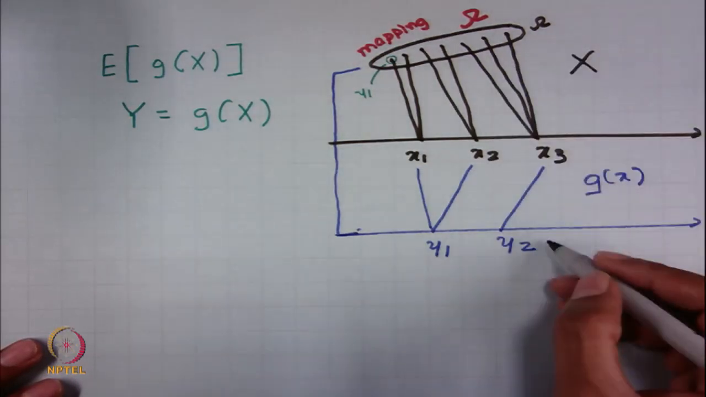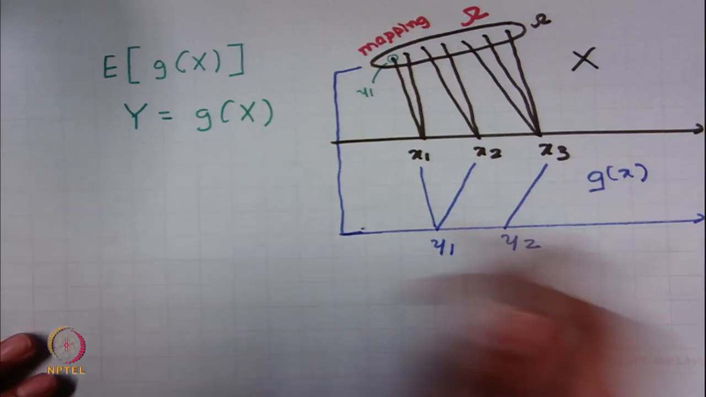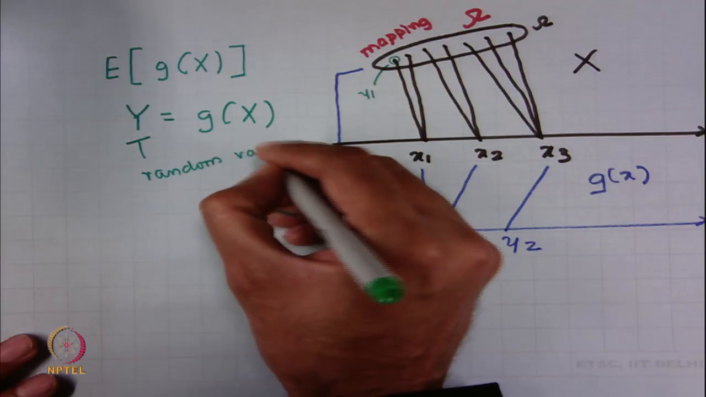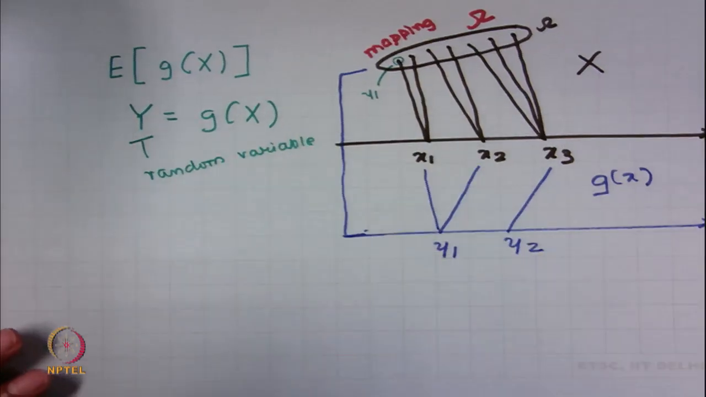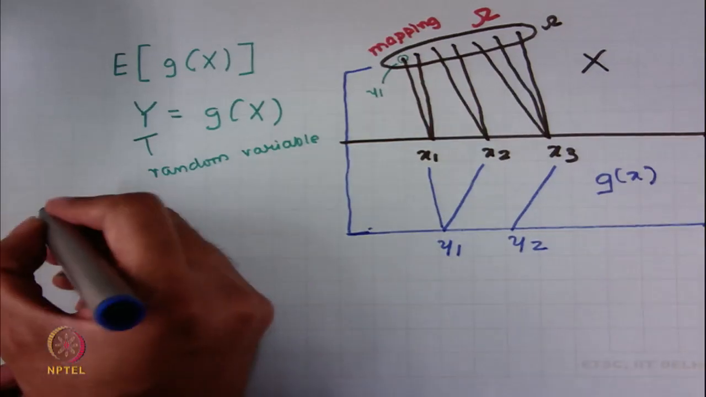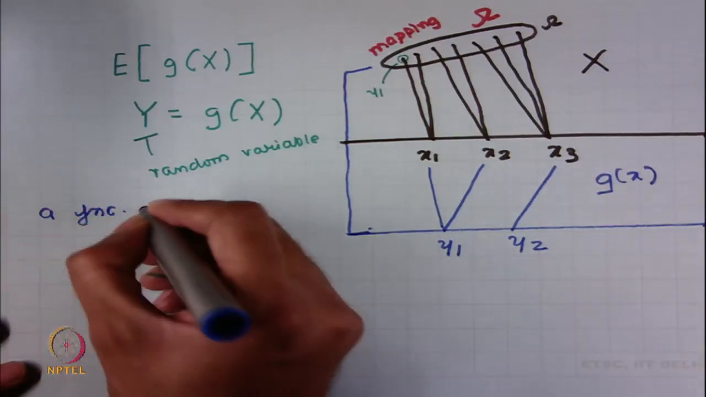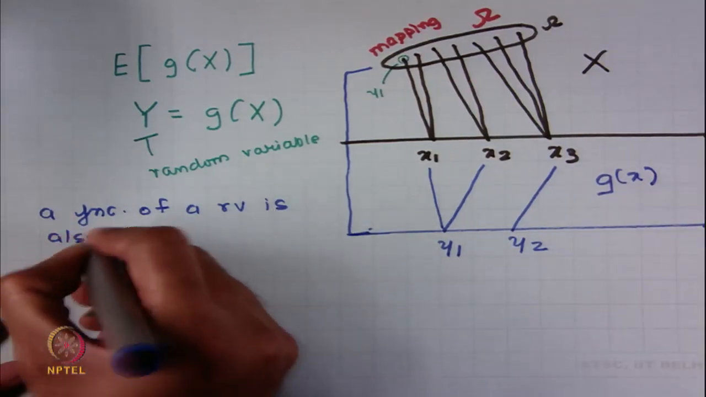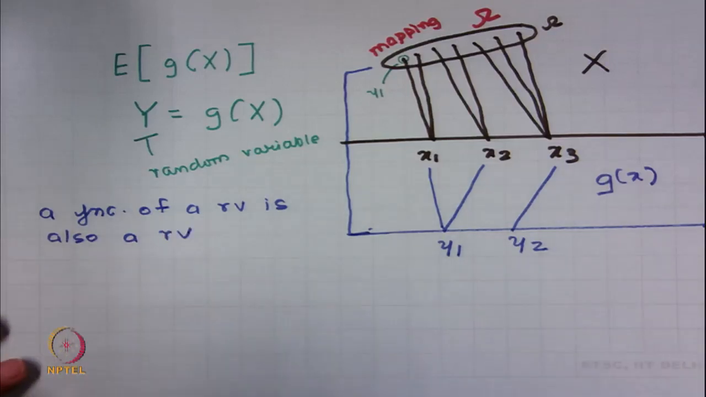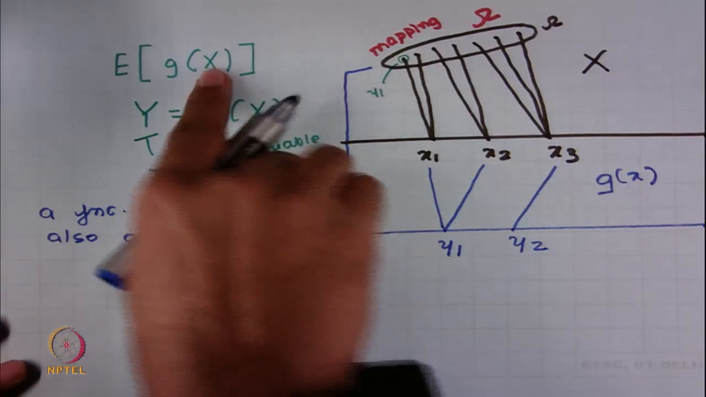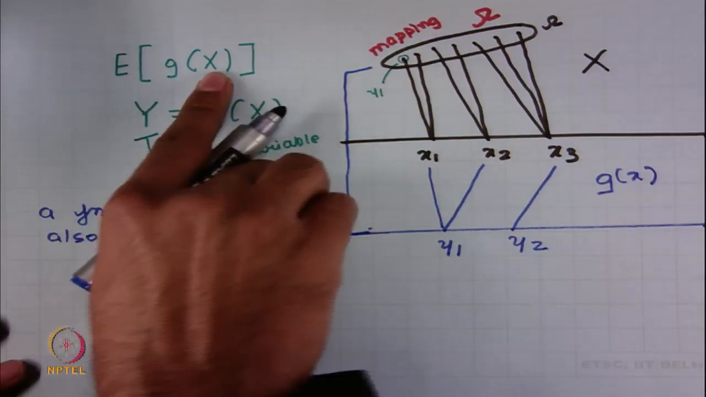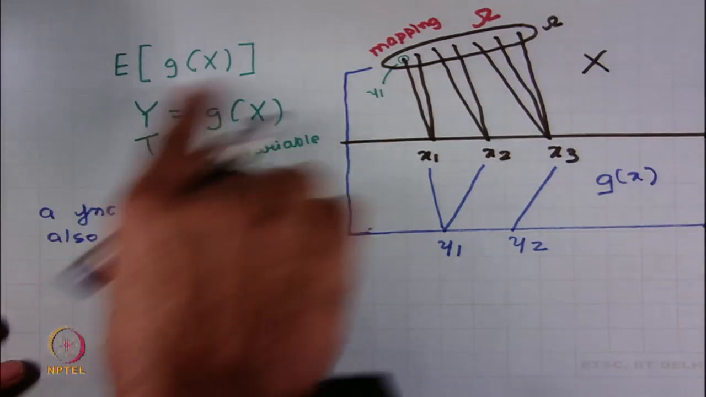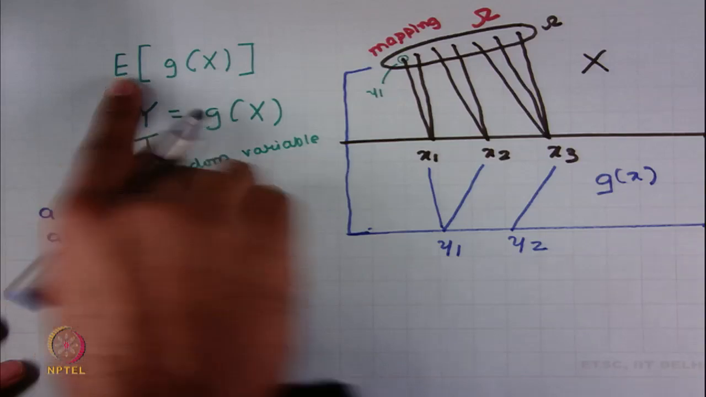So, this is also a random variable. Y is also a random variable. In conclusion, what I am trying to stress is that a function of a random variable is also a random variable. That is important. X was a random variable, a function of X is also a random variable, and taking the expected value makes sense in this case. I am just trying to say that the expectation operator makes some sense here.